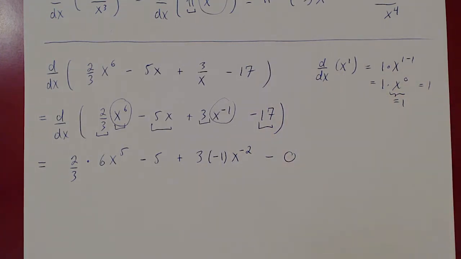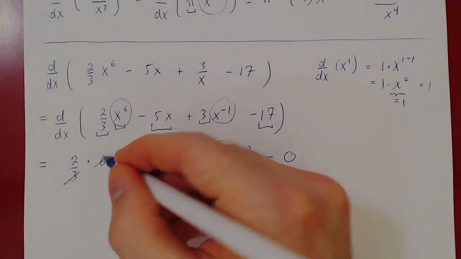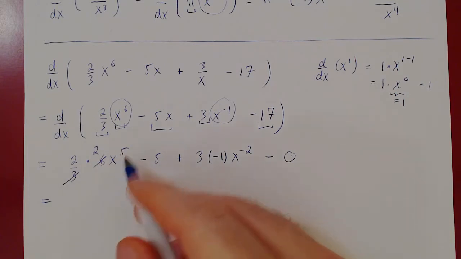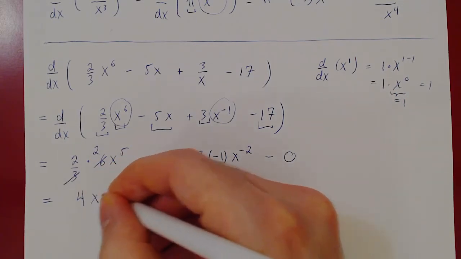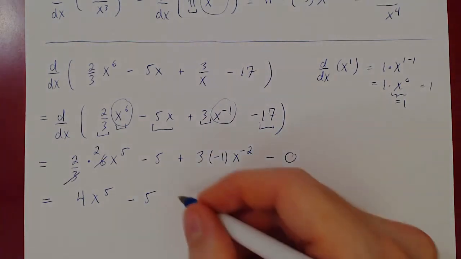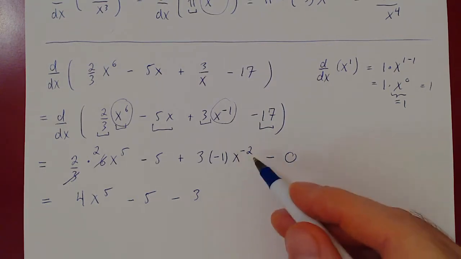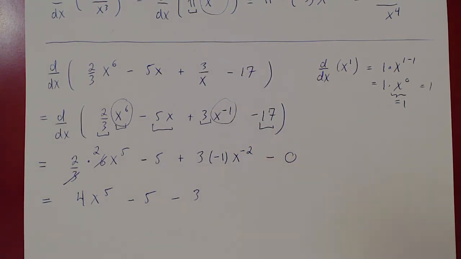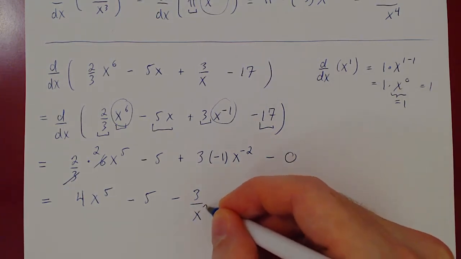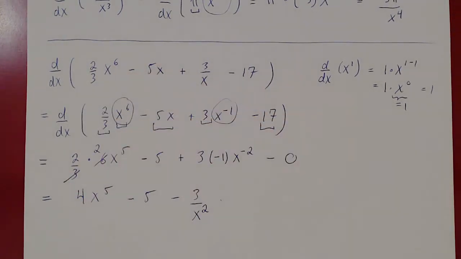Let's simplify a little bit, right? We have 2 times 6 over 3, but 6 over 3 is just 2. So what we have is going to be 4x to the 5 minus 5 minus 3x to the negative 2. And you could leave 3x to the negative 2, or if you prefer to have a positive power, send the x down, and the negative power of 2 becomes a positive power of 2. And now you have the derivative of this function.